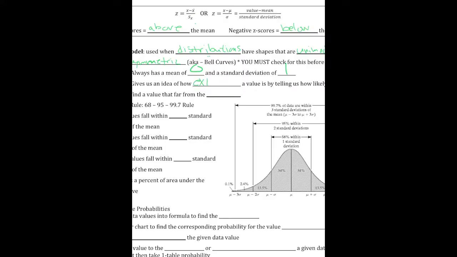Okay, when you talk about normal distributions, they will always have a mean of 0 and a classic standard deviation of 1. That's just how everything gets set up, okay, when you make your graph. This, as a whole, gives us an idea of how extreme a data value is by telling us how likely it is to find a value that far from the mean.